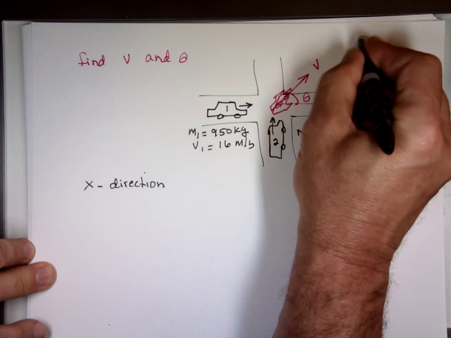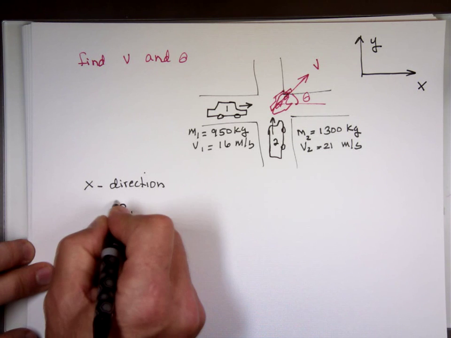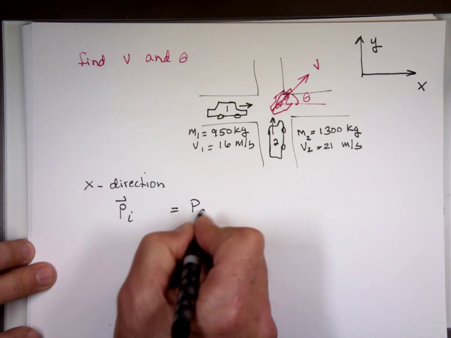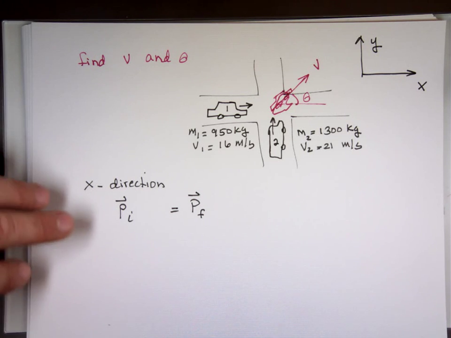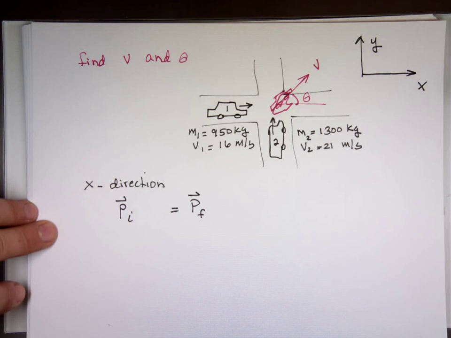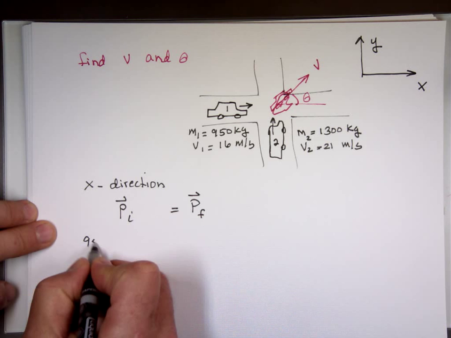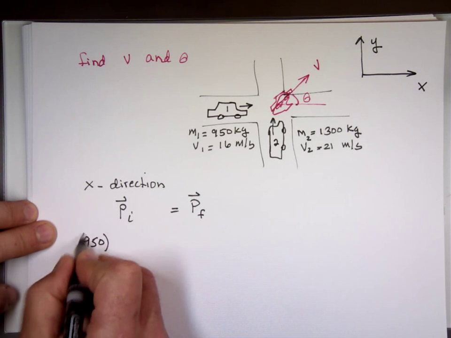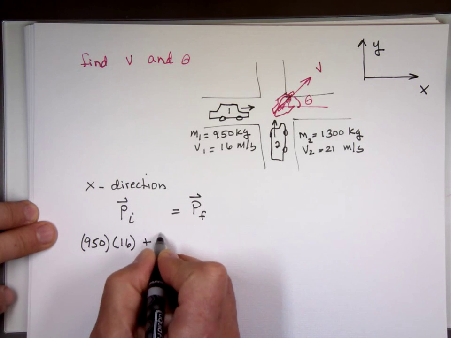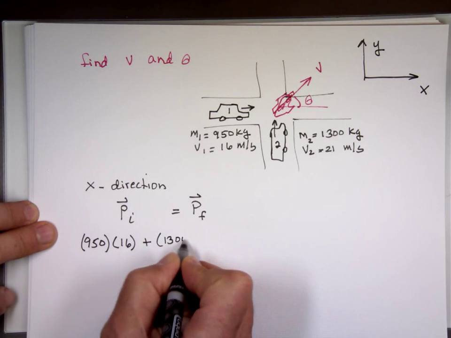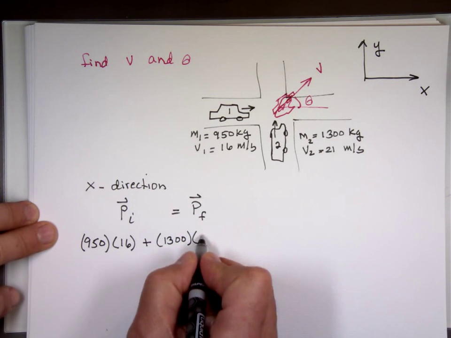In the x direction, the initial linear momentum should equal the final linear momentum. Let's look at the initial linear momentum in the x direction. Car number 1, what was the mass of that car? 950. What was the velocity of the car? 16. Car number 2, what was the mass? 1,300. What was the velocity of car number 2 in the x direction? 0. It wasn't going in the x direction.